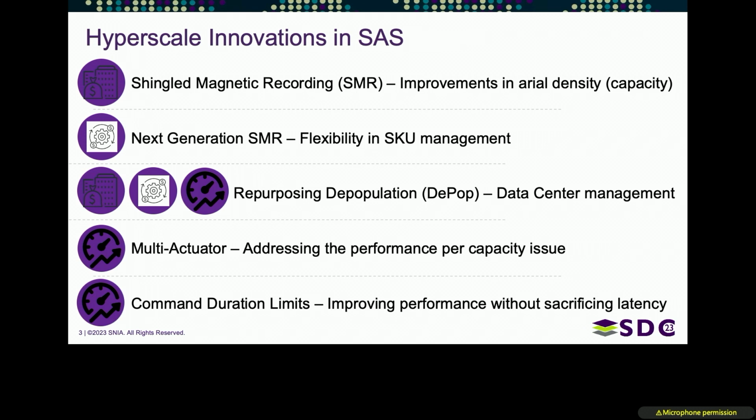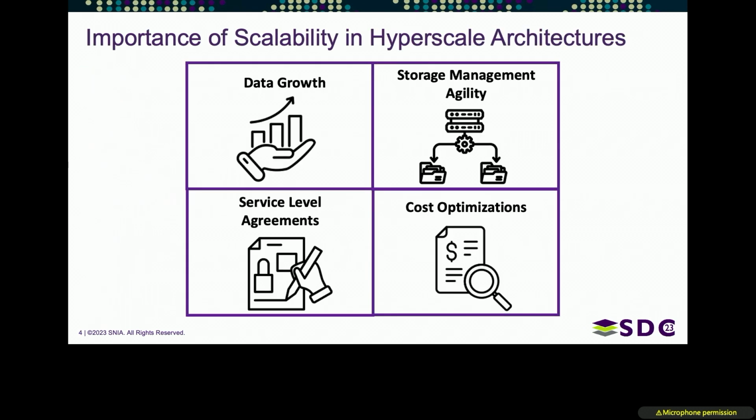Then there's multi-actuator. This has been in the news quite a bit, having more than one actuator within the HDD. It's targeted mainly at performance, but very specific performance. It's really performance per capacity, or IOPS per terabyte of the drive. And then command duration limits. You might have heard this referred to as OCP fast fail. T10 rebranded it as command duration limits. It's a technology to help control the tail latencies of the HDDs, specifically increasing queue depth without sacrificing those types of things. For more details, I encourage you to go to the SDC archives. My last year's presentation goes into quite a bit of detail on all of these.